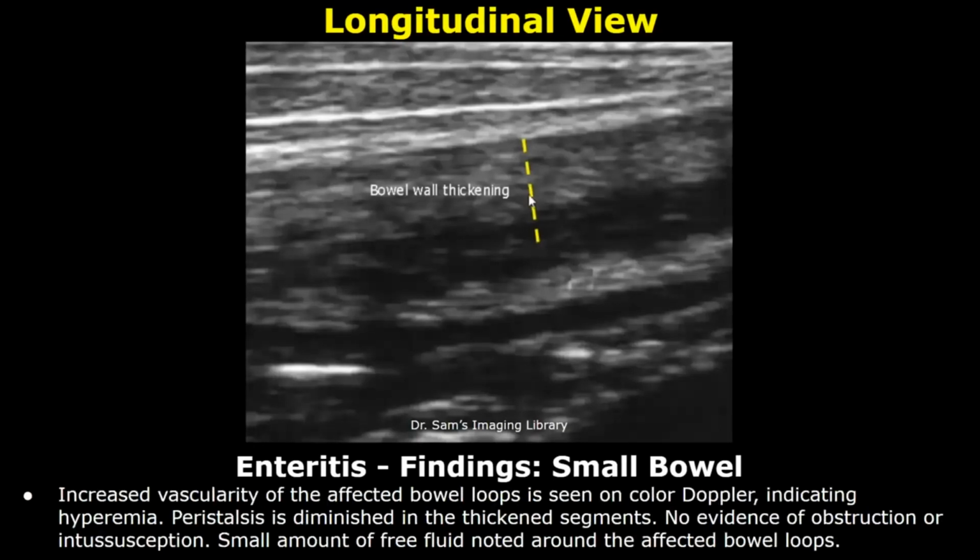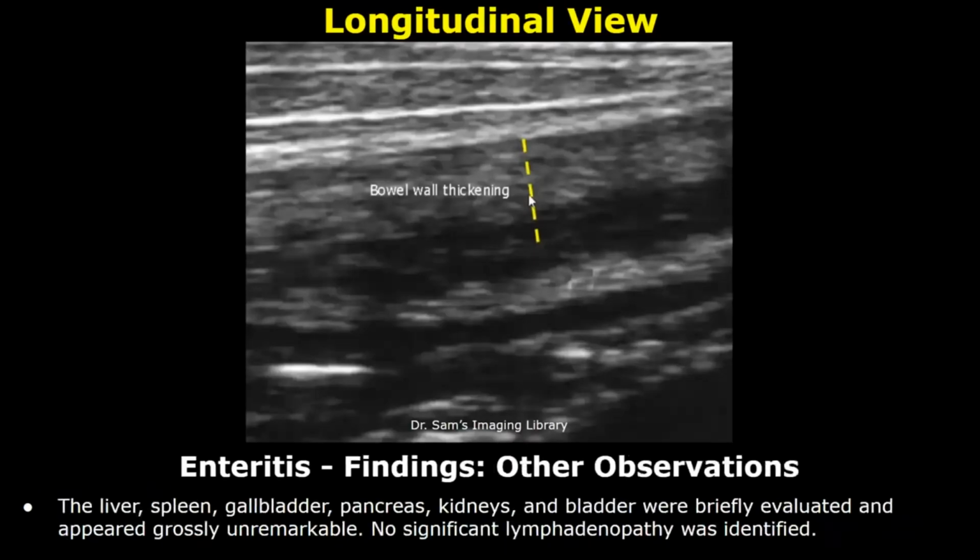Increased vascularity of the affected bowel loops is seen on color Doppler, indicating hyperemia. Peristalsis is diminished in the thickened segments. No evidence of obstruction or intussusception. Small amount of free fluid noted around the affected bowel loops. The rest of the scan was unremarkable.